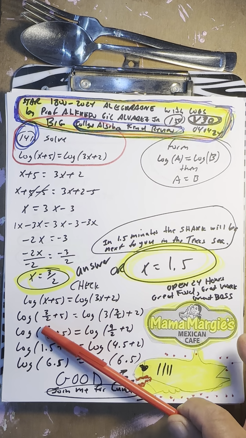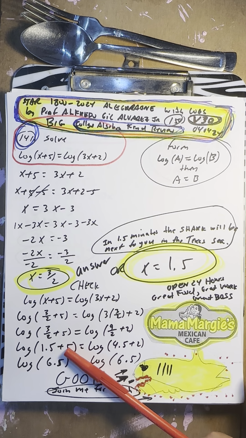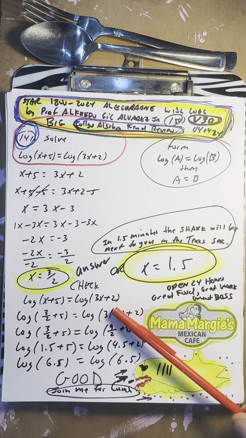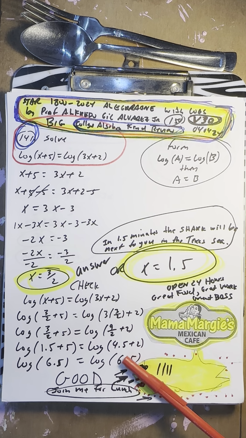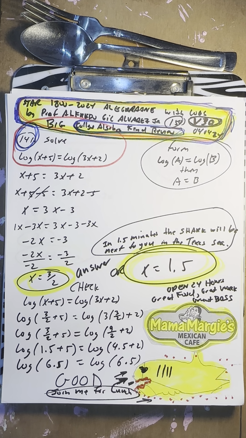Let's check it. Put 3 halves in there. 3 halves is 1.5, plus 5 is 6.5. Good. 3 halves times 3 is 9 halves, divide that, it's going to be 4.5, and plus 2 is 6.5. So log of 6.5, is that log of 6.5? Yes, it is.